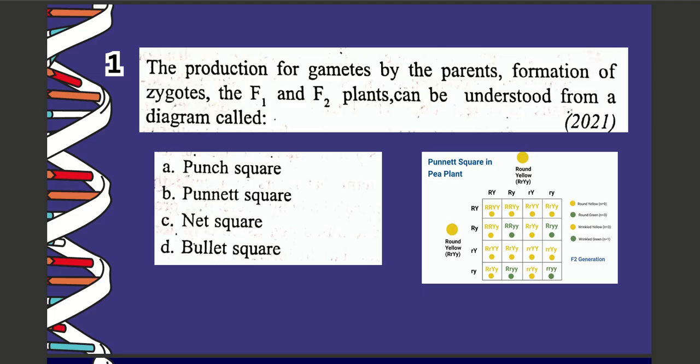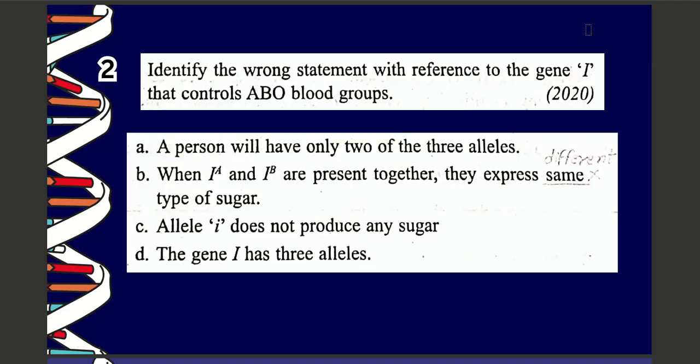First question: the production of four gametes by parents, formation of zygote, the F1 and F2 plant can be understood from the diagram called A. Punnett square, B. Punnett square, C. Net square, D. Bullet square. The correct option is option number B, which is Punnett square. Next question.